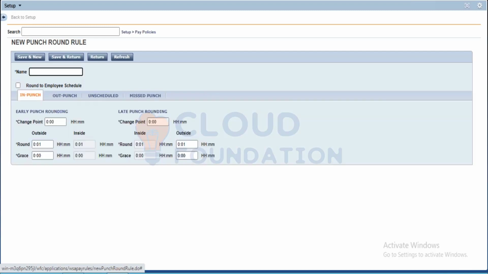I'll do a basic setup for today using quarter rounding, and I want this to round to the quarter hour. So I'm going to use next. I'm going to set this to 15, so it's going to be 0 and 15.